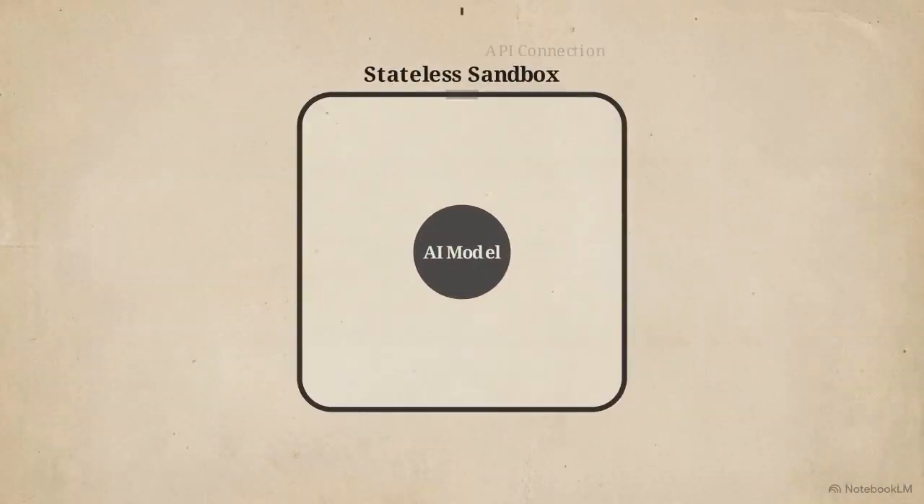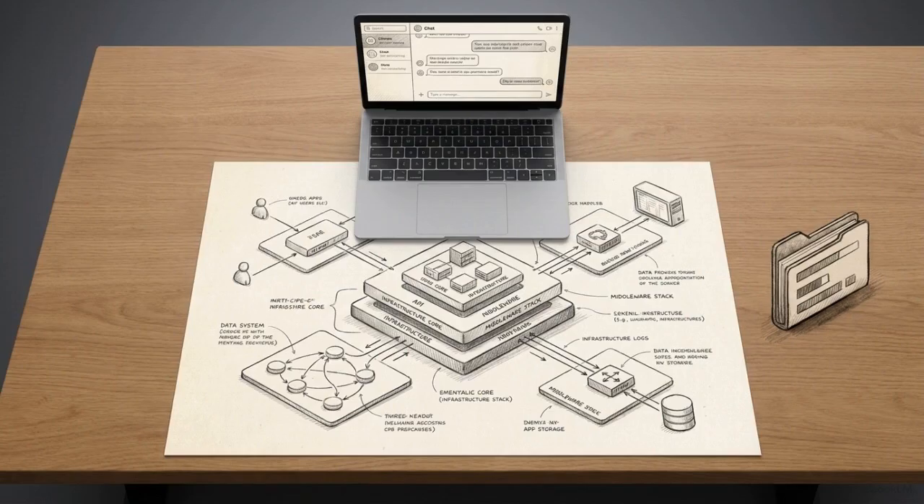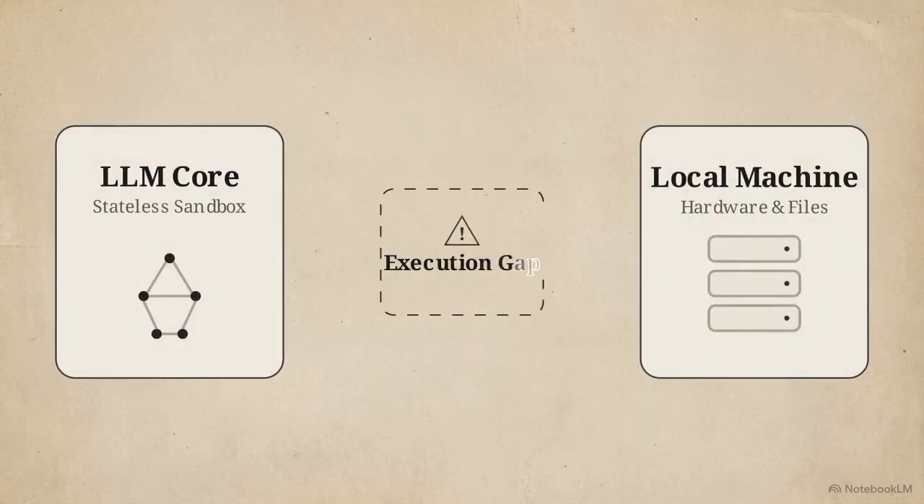This is because standard API connections to these models are essentially stateless sandboxes. They are designed to process information in isolation, leaving them incapable of executing actions within your specific local environment. This void is the execution gap, the distance between an AI generating a plan and a machine applying it.